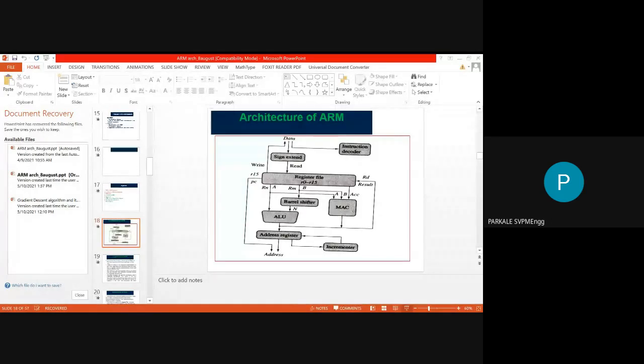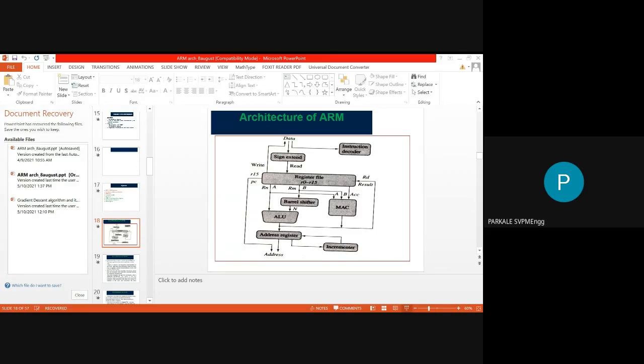Okay, similarly if you are interested in writing this result to memory, at that time you have to generate the memory address. That memory address is generated by the address register. So the address register will generate this particular address of your memory. Okay, and now just see, there is one more flow that is shown here. This is called R15. So R15 is called the PC.